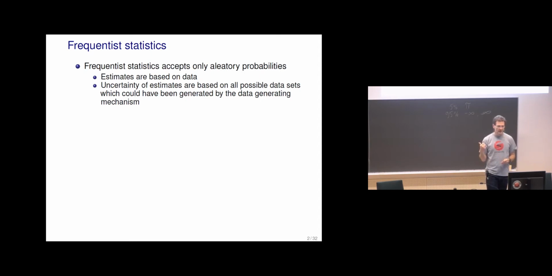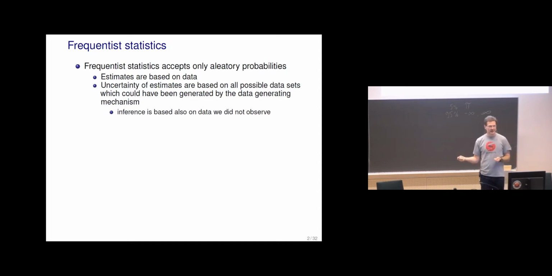So in frequentist statistics, it's only these aleatory probabilities. You have data, and from the data you can compute some estimate. And uncertainty in that estimate is then considered only as: what if we would have seen some other data? What if we would repeat the experiment and see different data sets? In that way, the inference is based on data we did not observe. We require, for example, unbiasedness and the calibration, the behavior, they come from thinking about what other data we might have seen if we would know, again, the true data generating mechanism.